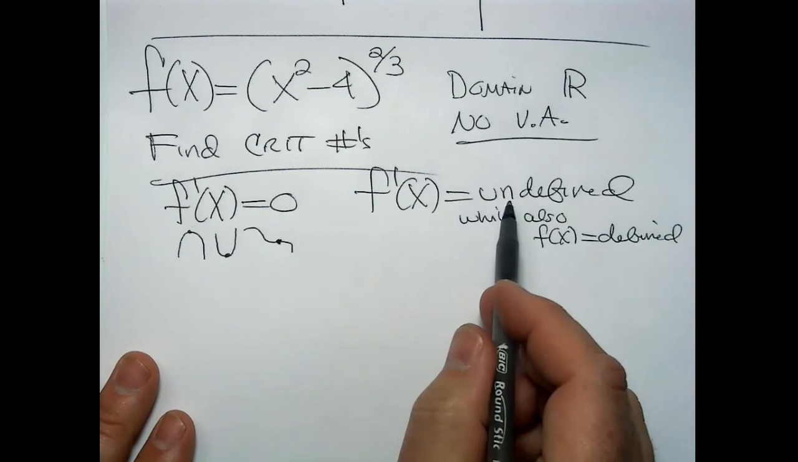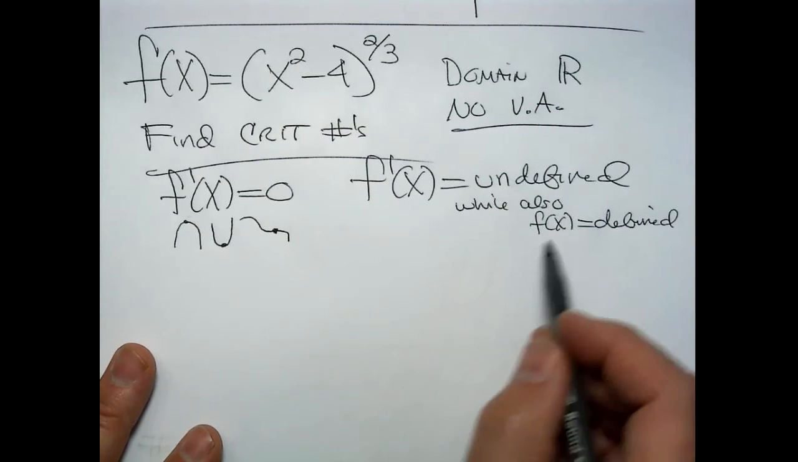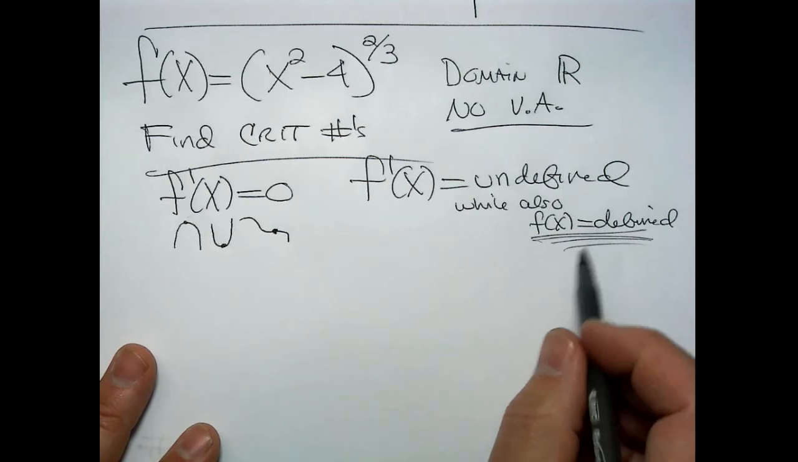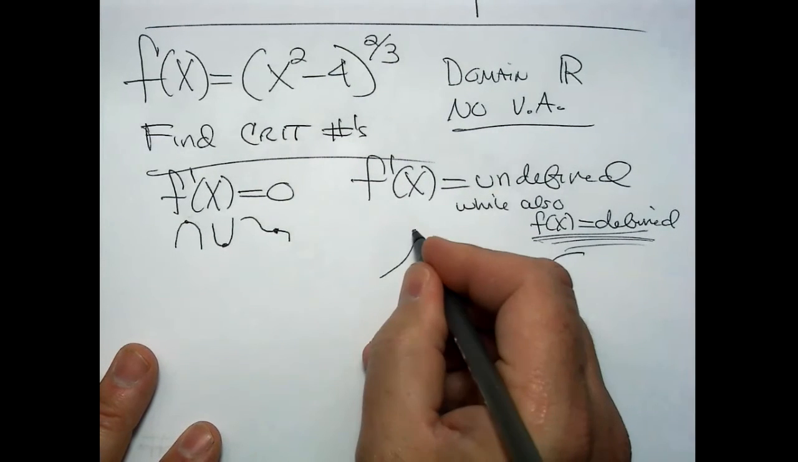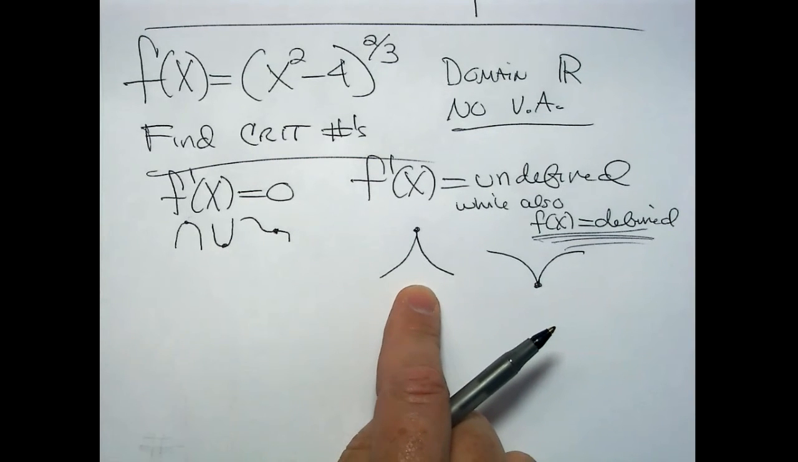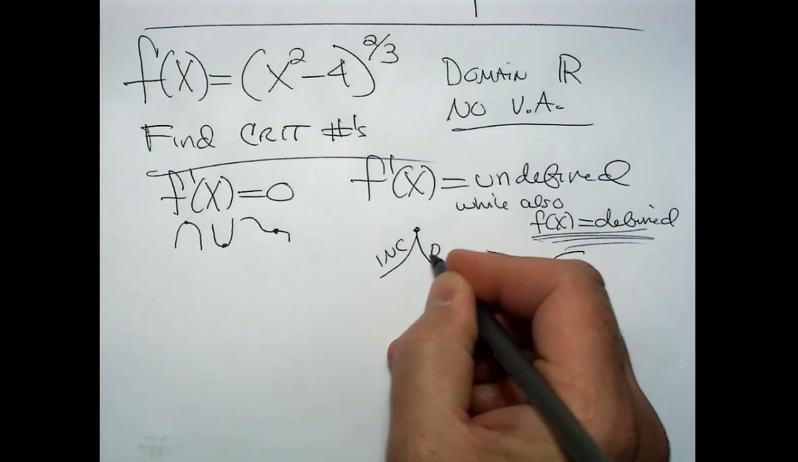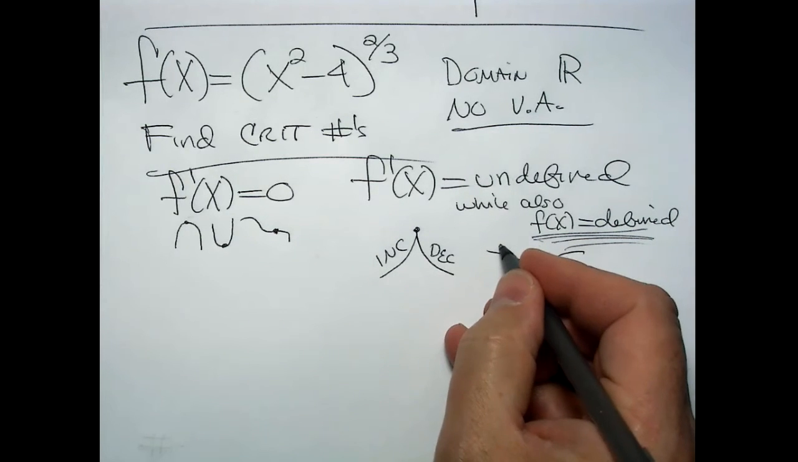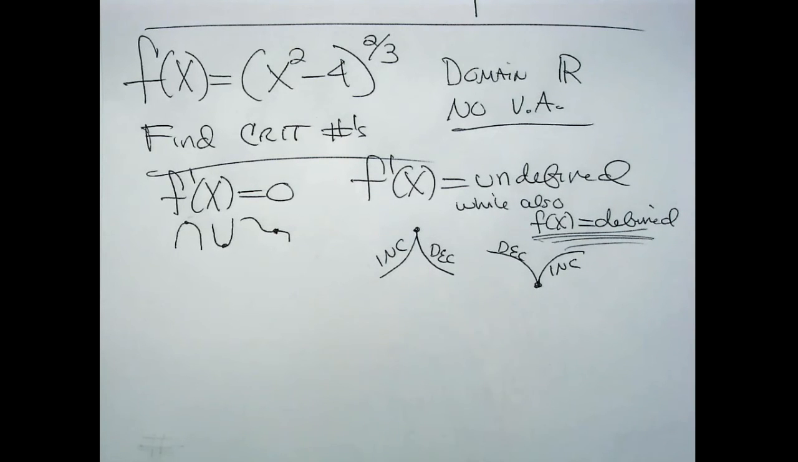Well, when f prime is undefined, like infinity or just not working, you're not getting a value, but the function is defined and has a point, those are sharp corners. And we very much need to be looking at these because notice that changes from increasing to decreasing. So we've got to look at those. So let's make sure we don't forget these.